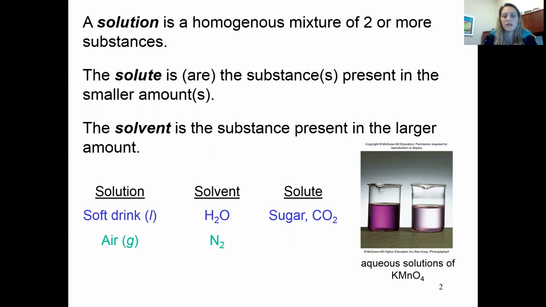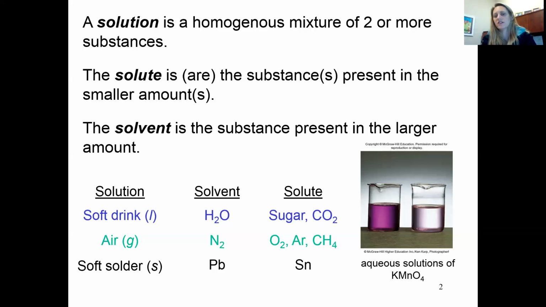But this is also something that we can do with air. So air is a mixture we breathe, but we don't pick out each little oxygen or nitrogen molecule when we breathe. We breathe it all. And so air would be considered a solution. Solvent would be our nitrogen, because that is the main component of air. And then our solute would be oxygen, argon, and methane. Some other things might also be considered solution, solvents, and solutes. So these key terms are probably really good to know, especially for your quiz this week.